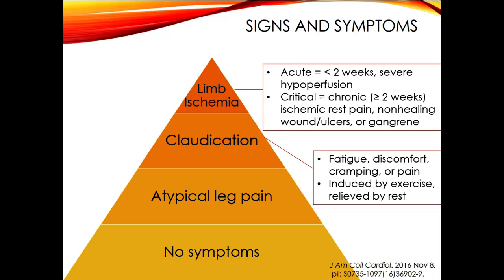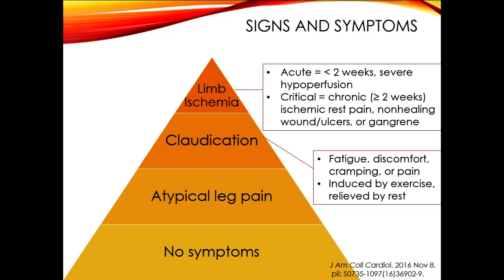It can further be classified as viable, where the limb is not immediately threatened. And then there's threatened, where there is mild to moderate sensory or motor loss. And there's also irreversible, where there is major tissue loss or permanent nerve damage. On the other hand, critical limb ischemia is defined by chronic ischemic rest pain for 2 weeks or longer, non-healing wound or ulcers, or gangrene in one or both legs.